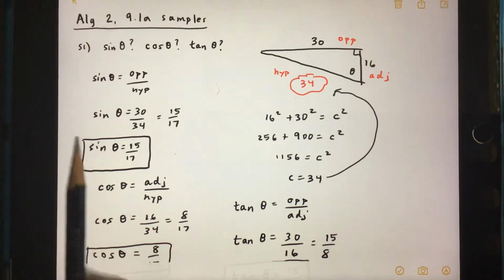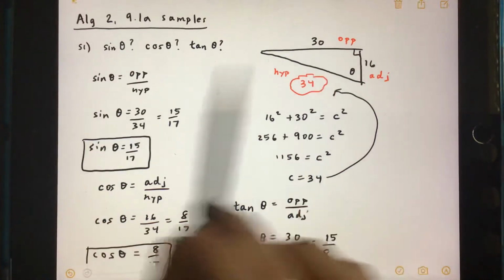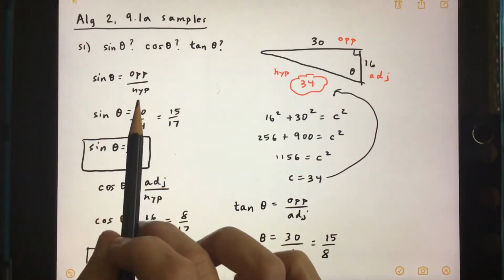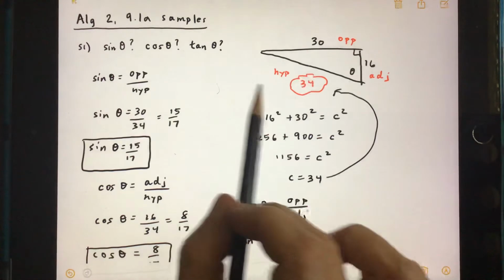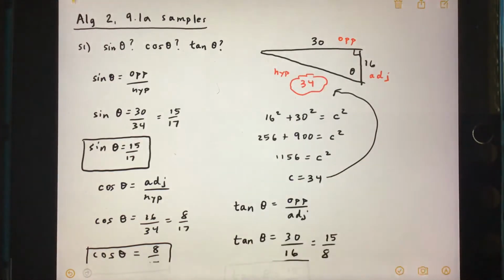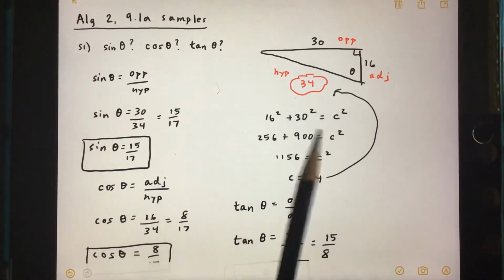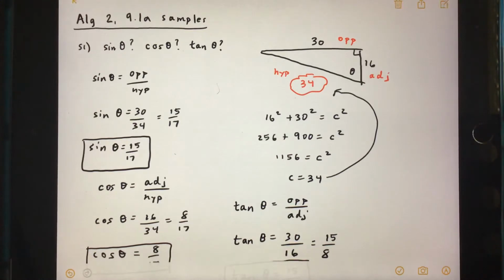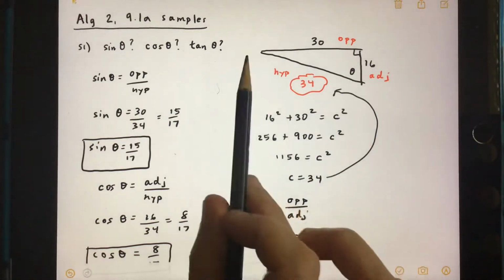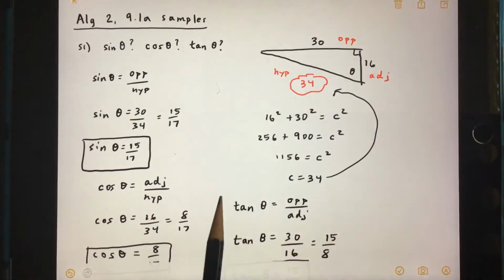So for our sine of theta that we're asked to figure out for this triangle over here, we're going to think what is the opposite over the hypotenuse. Now what's drawn in black here is your given information. What's drawn in red is what I have marked in after the fact. So I have figured out the hypotenuse of this right triangle by using the Pythagorean theorem.